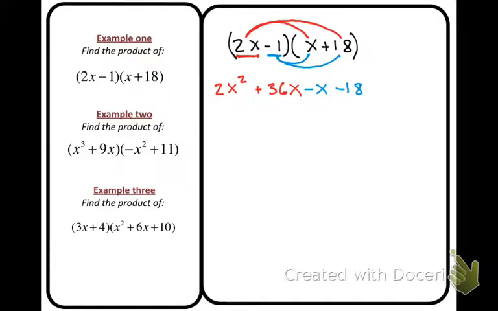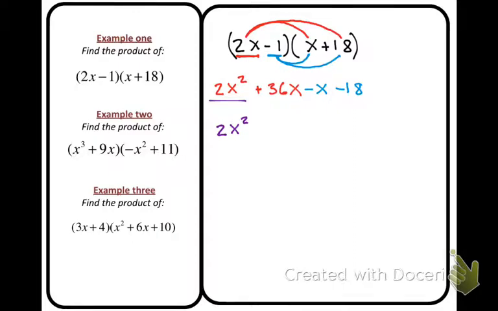Next step, remember we need it in standard form, so highest exponent goes first. The highest exponent is that 2, the 2x squared, so that gets written first. There's no other x squared, so we don't combine it with anything. So we have our 2x squared.